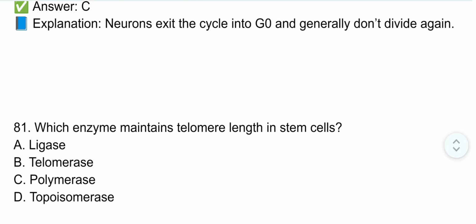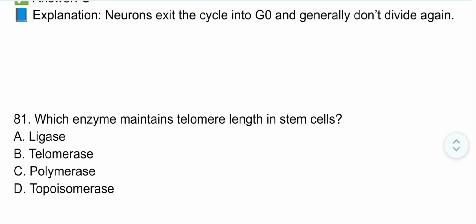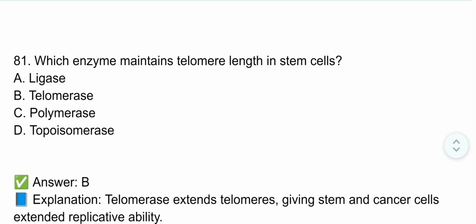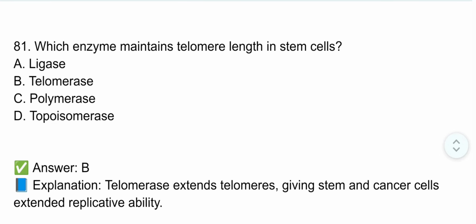Question number 81. Which enzyme maintains telomere length in stem cells? The correct option is option B, telomerase. Telomerase extends telomeres, giving stem and cancer cells extended replicative ability.